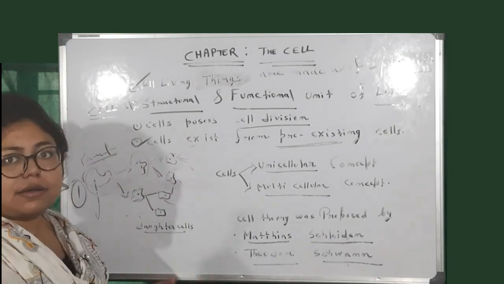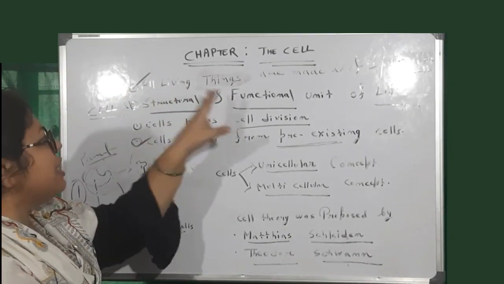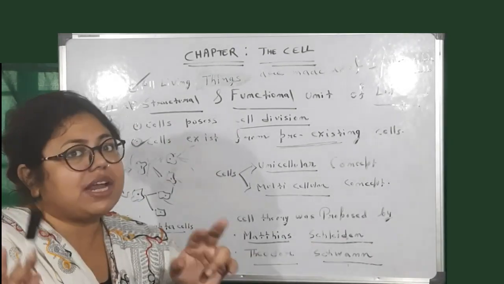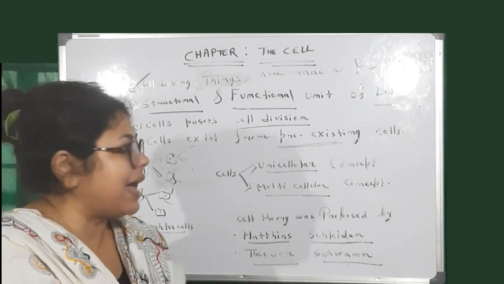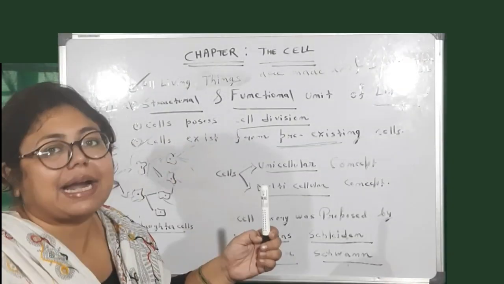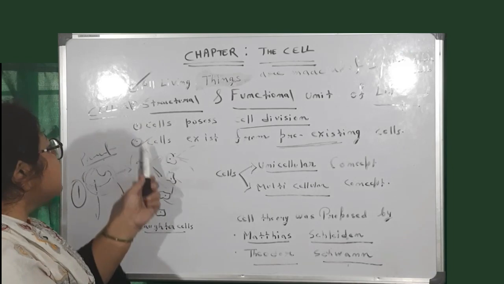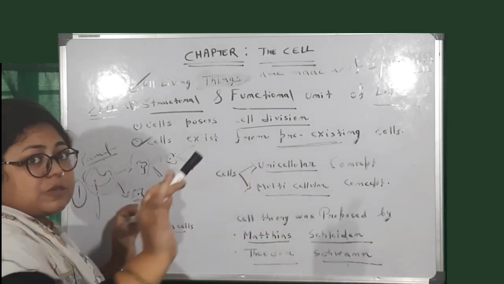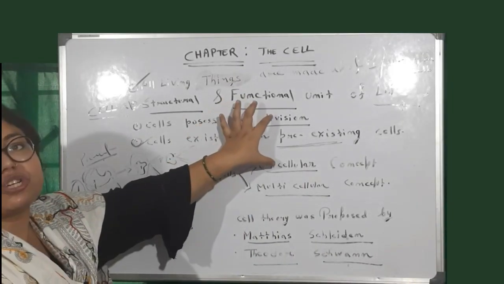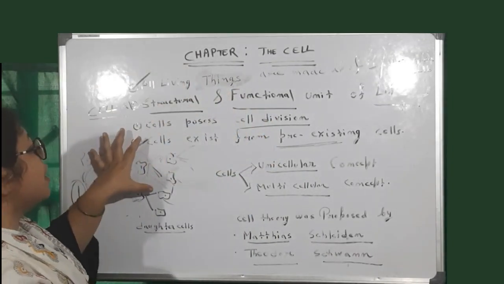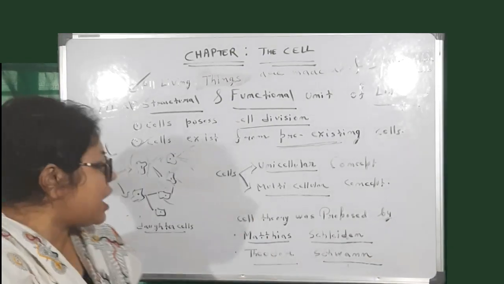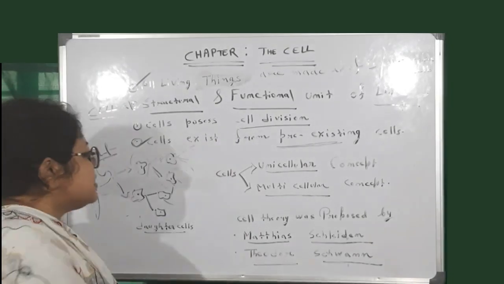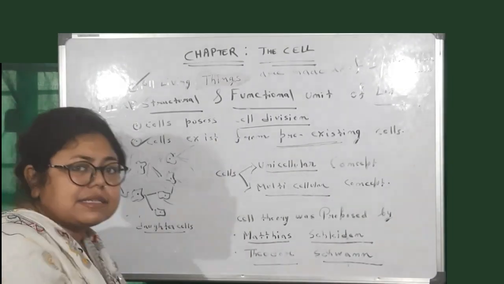So to sum up, all living things are made up of one or more than one cell. The second one was that the cell is the structural and functional unit of life, because this is the master doing all the activities. And the third one is that cells exist from pre-existing cells, and this pre-existing concept comes from the cell division method. This must be very clear, because these are the things which you will revisit every time. The next one is the concept of unicellular and multicellular.